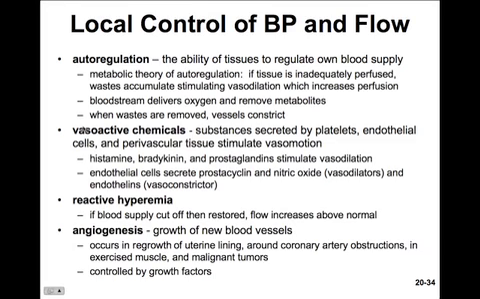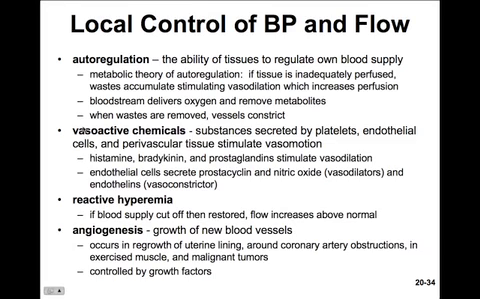Autoregulation is the ability of tissues to regulate their own blood supply. There's a metabolic theory of autoregulation. This is where the tissue is inadequately perfused and wastes accumulate. Thus, it stimulates vasodilation, which increases perfusion and thus removal. The bloodstream is going to deliver oxygen and remove metabolites. When waste is removed, the vessels will then constrict and things will return to normal.